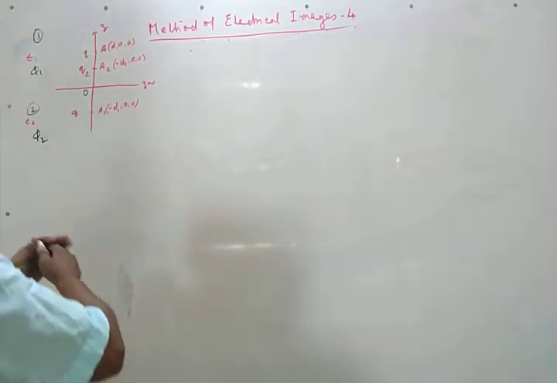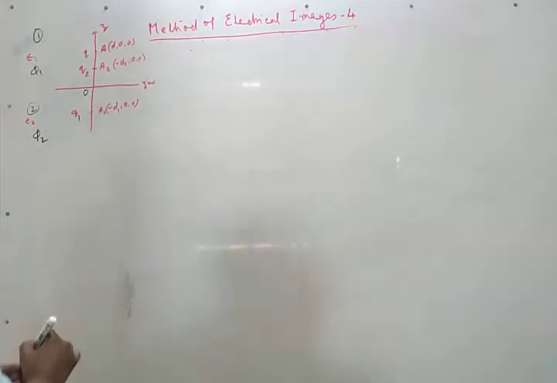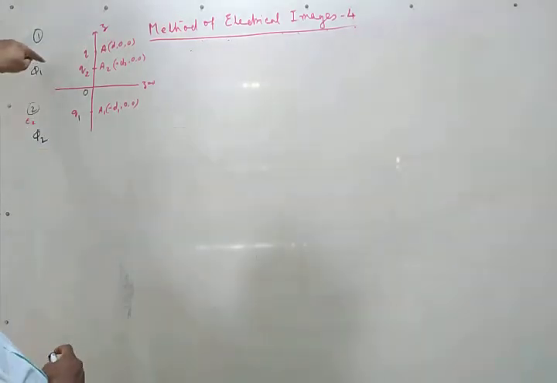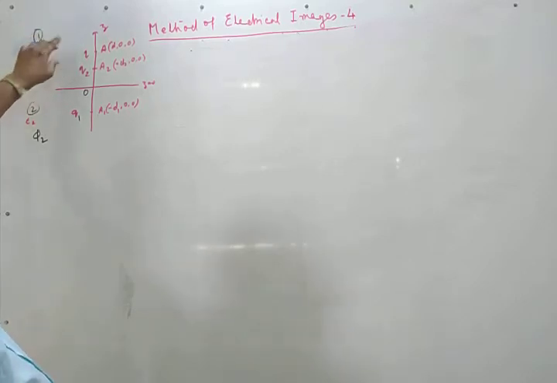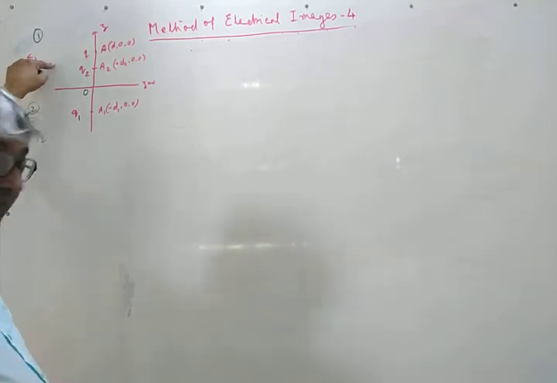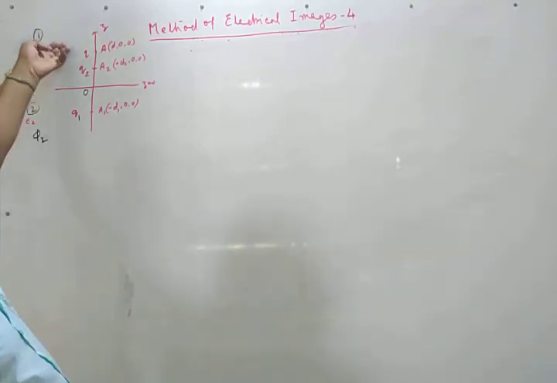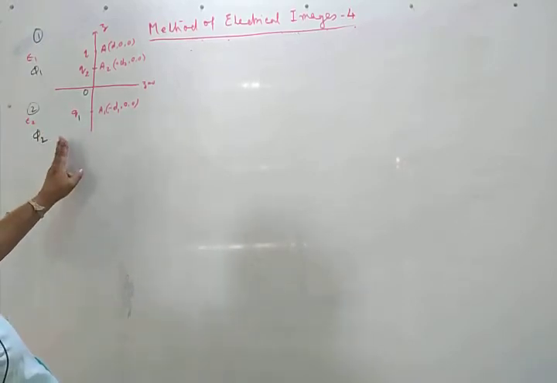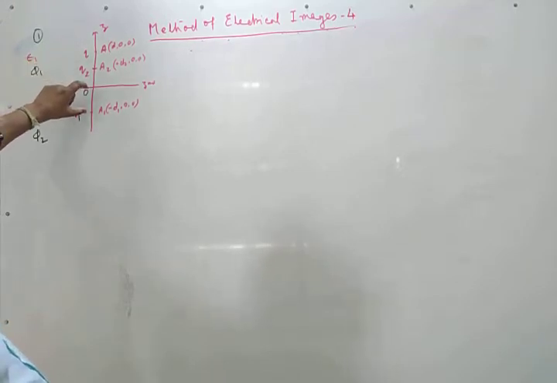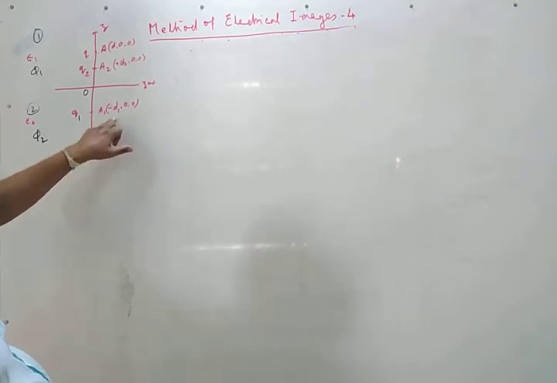If we want to consider these induced charges as per the method of images, and we are interested in finding the potential in region 1, that is non-negative z, then we place a suitable point charge Q1 at a distance d1 from the interface in medium 2. As we are interested in finding the potential in region 1, the image charge should be in region 2. And for finding the potential in region 2, the image charge should be placed in region 1. It is assumed that this distance is d1, so the coordinate of A1 is (0, 0, minus d1).